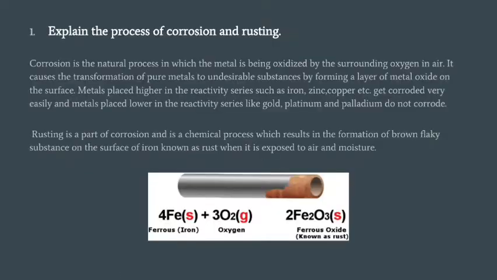So let's start with our first question, which is explain the process of corrosion and rusting. It is a very simple question in which first we will describe what is corrosion and then what is rusting. Corrosion is a natural process in which metal gets oxidized when it comes in contact with air and moisture. It causes the transformation of metal to some undesirable substance and forms a layer of metal oxide on its surface.